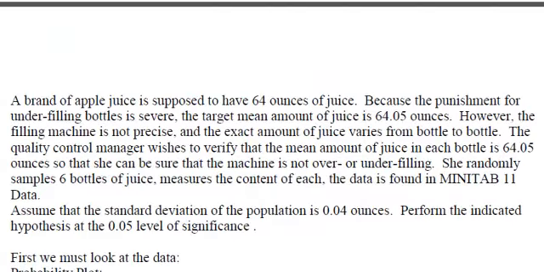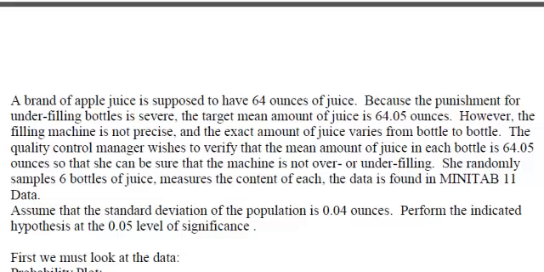A bottle of apple juice is supposed to have 64 ounces of juice. Because the punishment for underfilling bottles is severe, the target mean amount of juice is 64.05 ounces. However, the filling machine is not precise, and the exact amount of juice varies from bottle to bottle. The quality control manager wishes to verify the mean amount of juice in each bottle is 64.05 ounces, so that she can be sure that the machine is not over or underfilling.